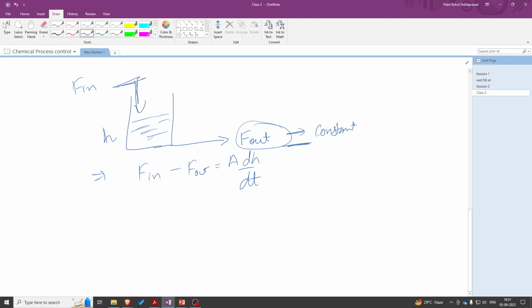And once we face a disturbance in the input, let's say if this flow input's flow rate increases, then the level of the tank will increase. That is basically the capacity of the storage of this tank. The level of the tank will increase. Such a kind of system we can call a capacitive process.